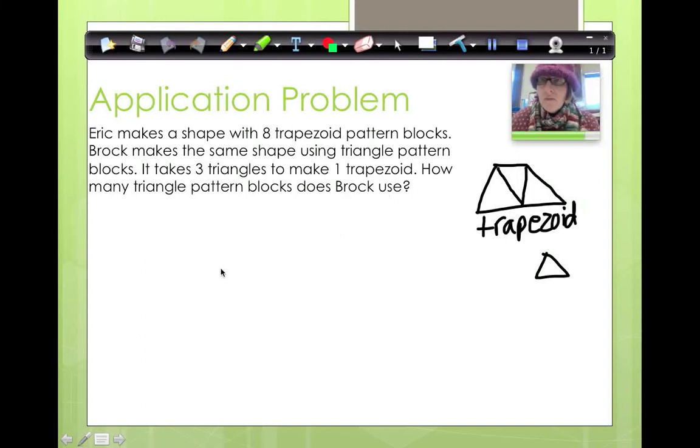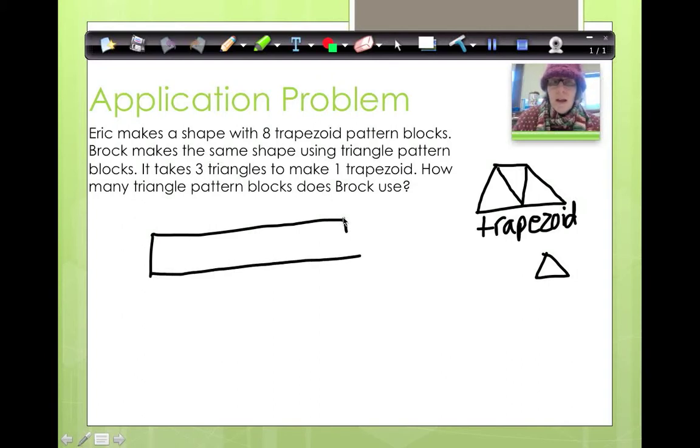Now, we could draw the picture, or we could even solve this using a tape diagram. So, let's use the tape diagram. Okay, so here's my tape diagram. And he makes a shape with 8 pattern blocks. Now, each one of the blocks that Eric uses, Brock is going to have 3. So let's make Eric's blocks. 1, 2, 3, 4, 5. 1, 2, 3, 4, 5, 6. We need 2 more.